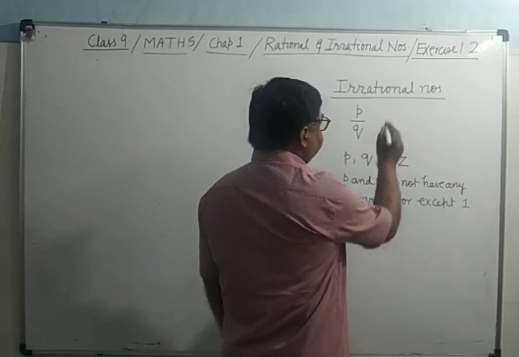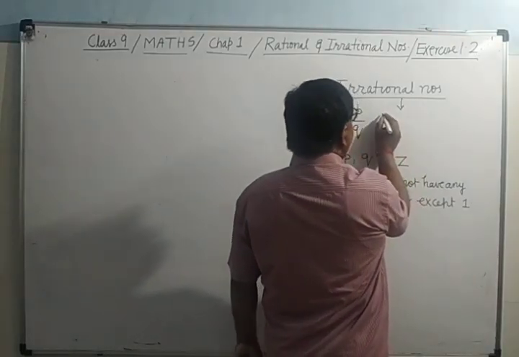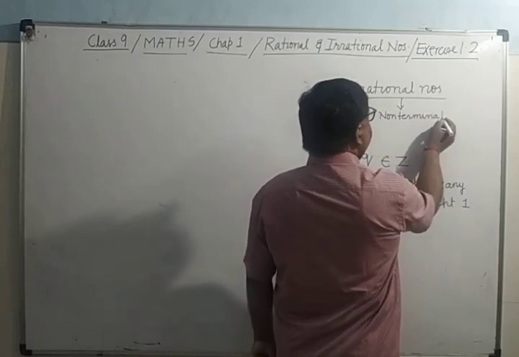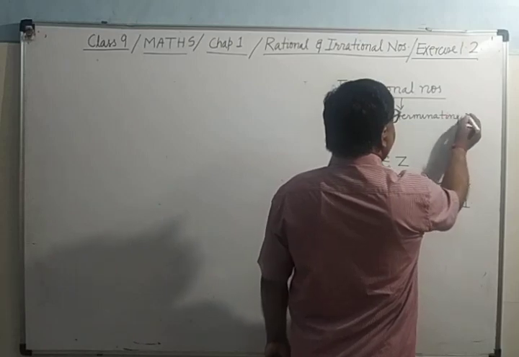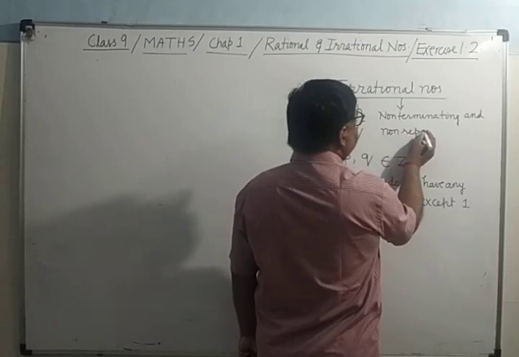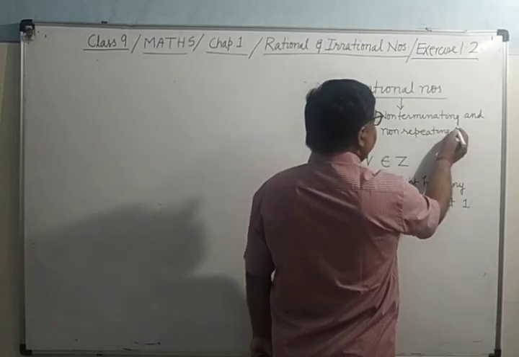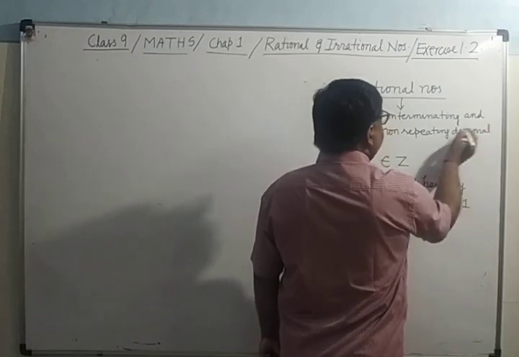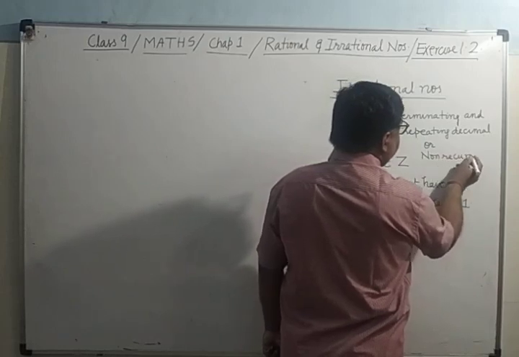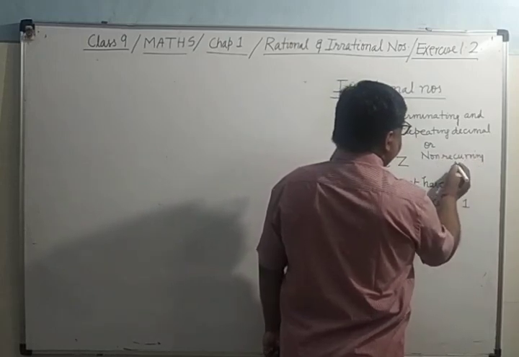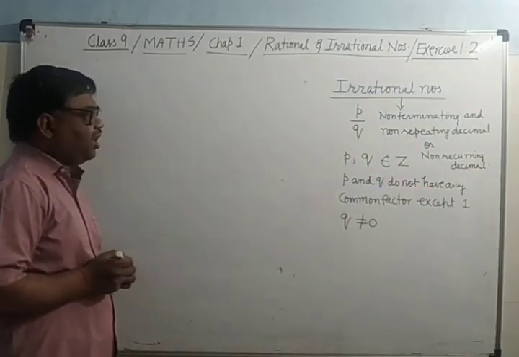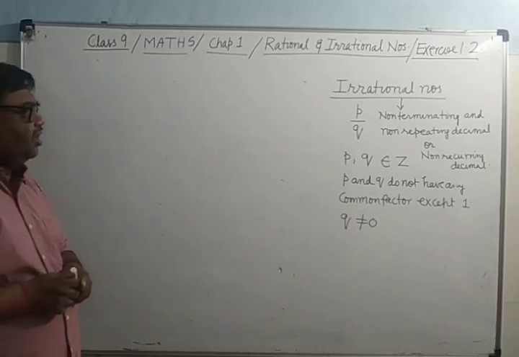About irrational numbers, we also know that they have non-terminating and non-repeating decimals, which we also call non-recurring decimals. Non-terminating and non-repeating, that is a non-recurring decimal.